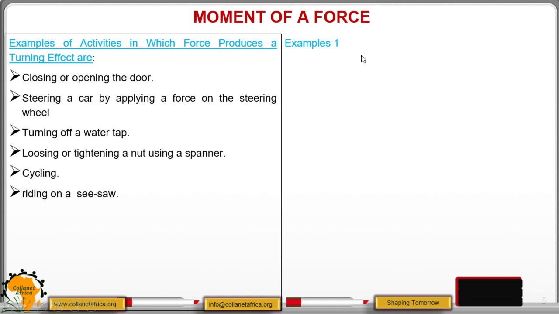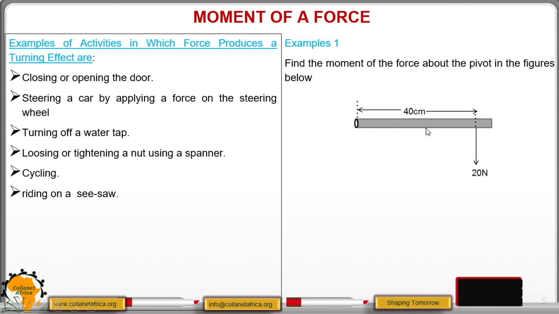Let us do one example to illustrate the moment of a force. Find the moment of a force about the pivot in the figures below. We have this figure here, and we are provided with the force, which is 20 newtons, and clearly you can see that this distance is perpendicular to this force here.